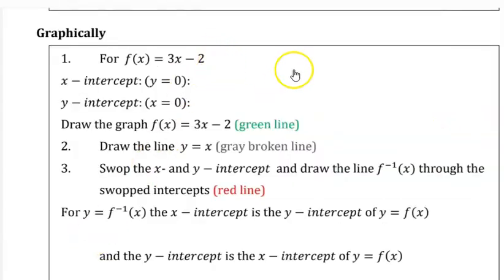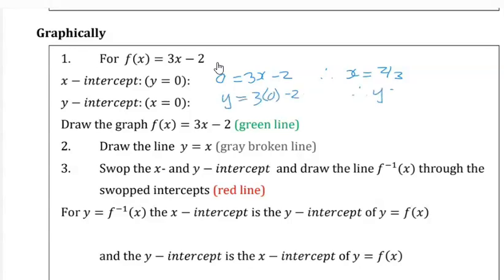If I do this graphically, then the x-intercept for that straight line, this is where y is equal to 0. So I will get 0 = 3x − 2. So therefore x will be 2/3. And the y-intercept, if x is equal to 0, I get y = 3 × 0 − 2. So my y is equal to −2. This is just my c value.